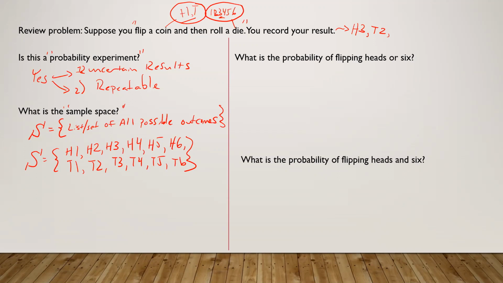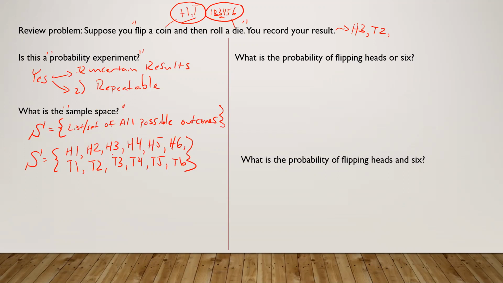Generally on the midterm, I'll ask you a question where I'll say, hey, find the sample space. And it'll be something small where there's like 8 outcomes or 10 or 12 outcomes. For experiments where there's hundreds or thousands of outcomes, I won't ask you to find the sample space.